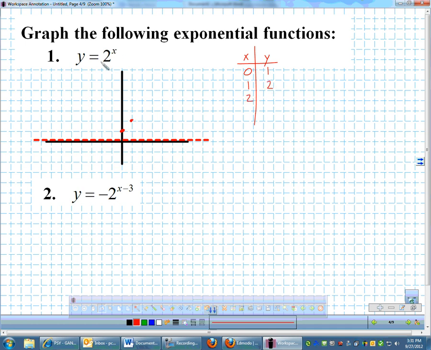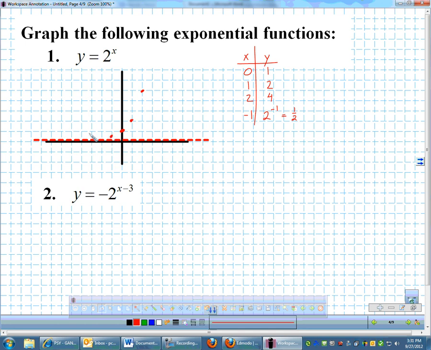If I plug in 2 for x, 2 squared is 4, so I should go through the ordered pair (2, 4). If I plug in negative 1 for x, 2 to the negative first, if you remember your rules about negative exponents, that's the same thing as 1 half. So I should go through (negative 1, 1 half).